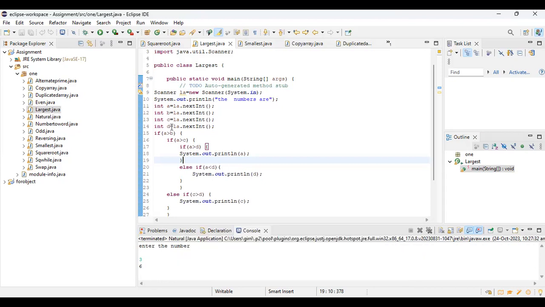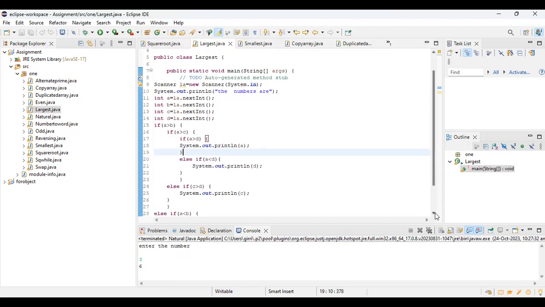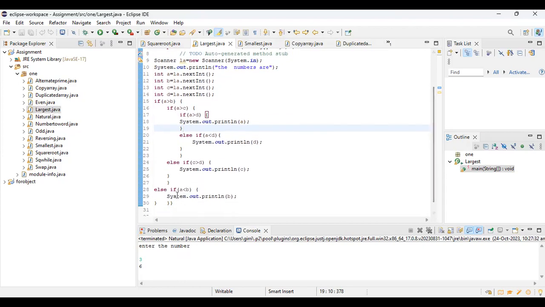So in the else-if, what happens if it just exits, it will then compare B with the values. If B is greater, then what happens? If A is less than B, then print B as the highest value. And here we are comparing A is greater than C. And if in this case A is less than C, again it comes out of the loop as C.